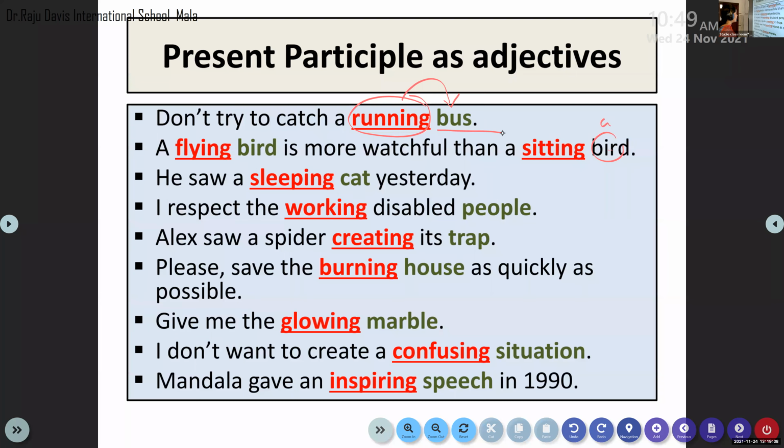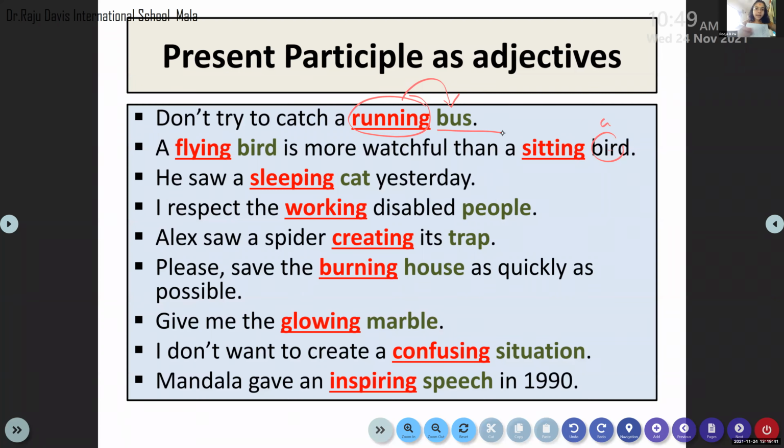So I request everybody to copy all the sentences, underline sleeping, underline working, underline creating, underline burning house. The house is burning. There is a fire, a burning house. Glowing marble. We used to play with marbles. When I was a child, I used to play with marbles with my brother. I don't know whether you people are playing with marbles. Yes, ma'am. I do. We enjoy playing with marbles, right?